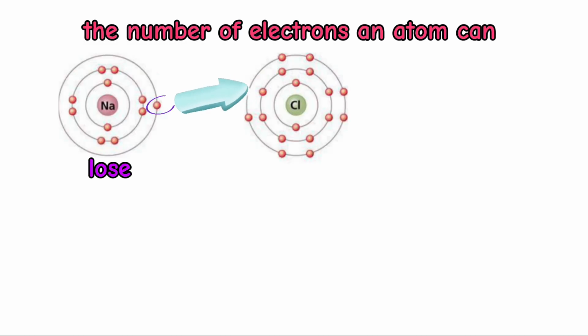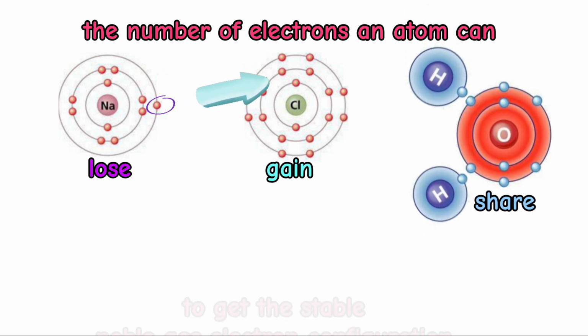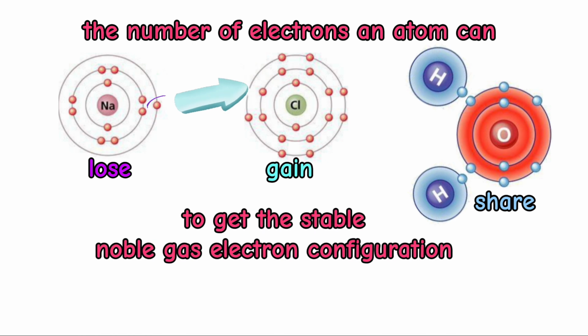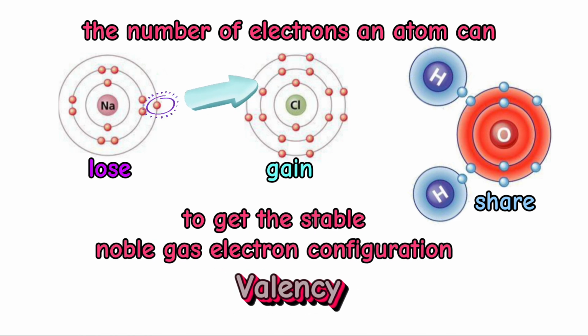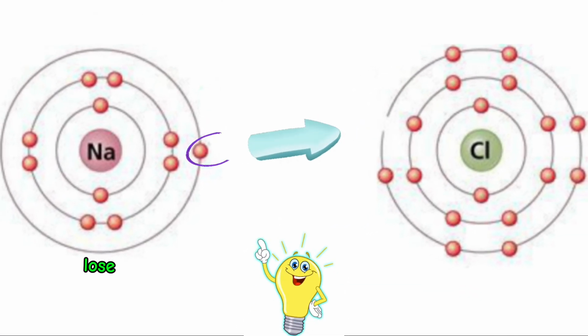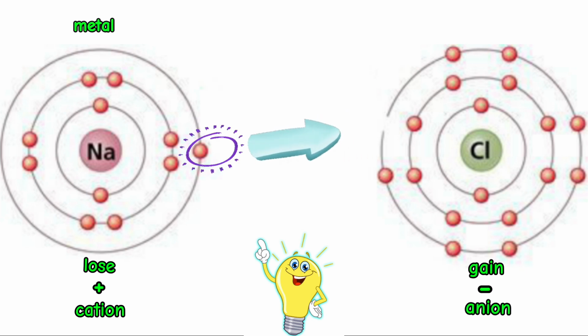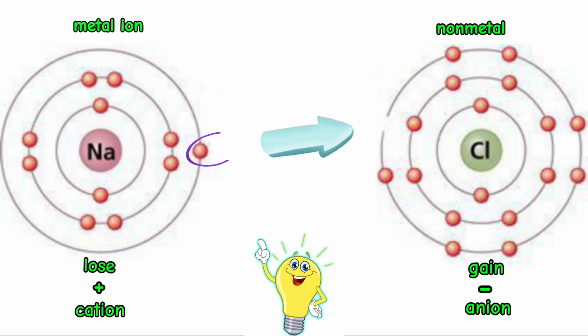The number of electrons that an atom can lose or gain or share to get the nearest stable noble gas electron configuration is called valency. If an atom loses one or more electrons, it will become a positively charged ion, called a cation. If an atom gains one or more electrons, it will become a negatively charged ion, called an anion. In general, cations are metal ions and anions are non-metal ions.